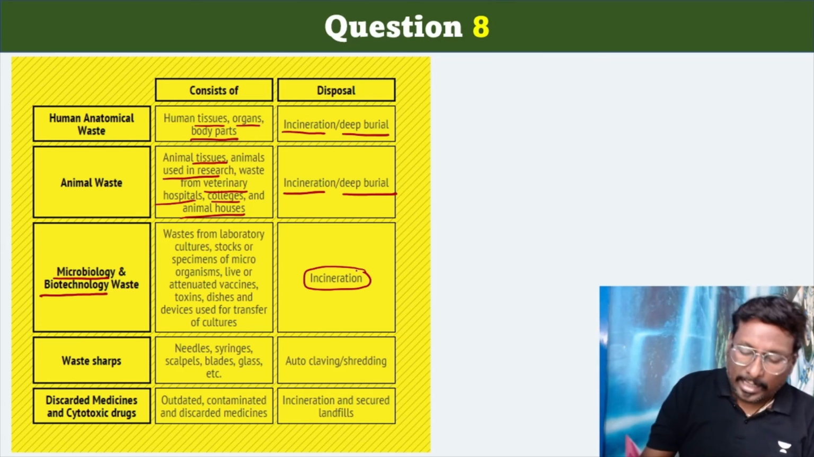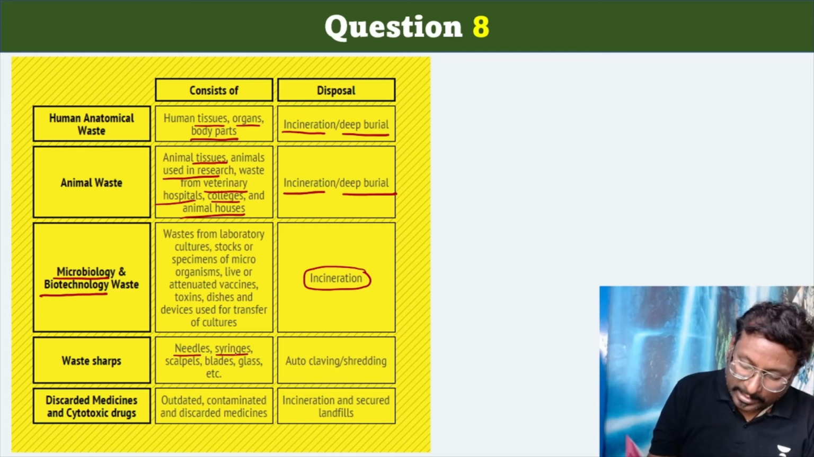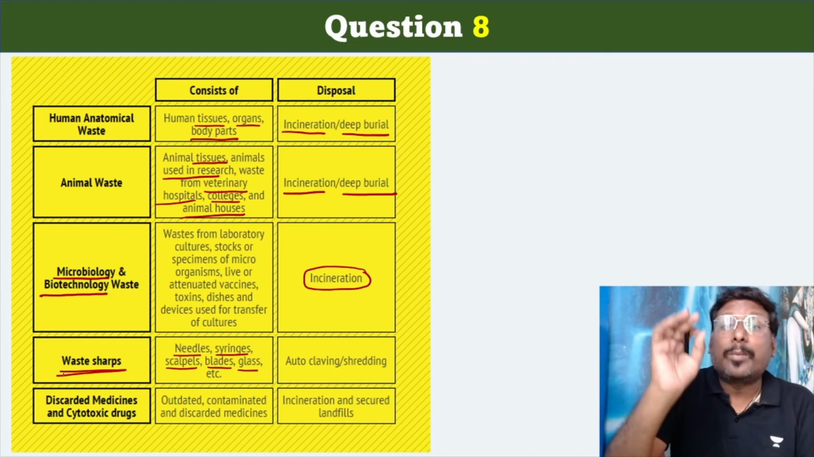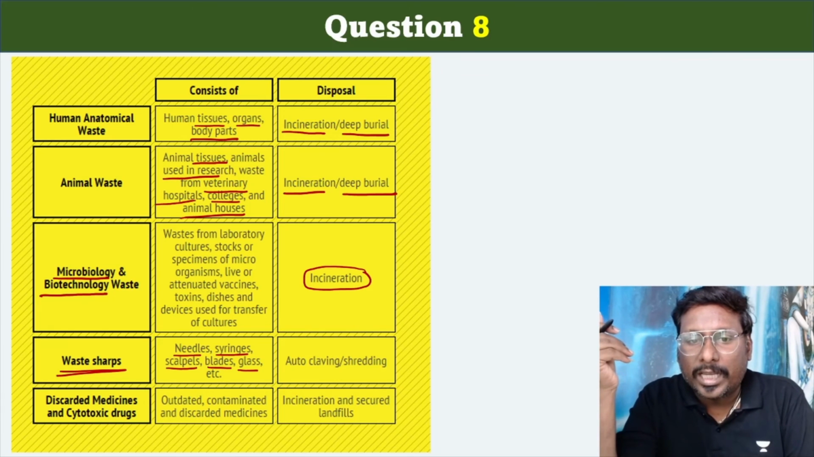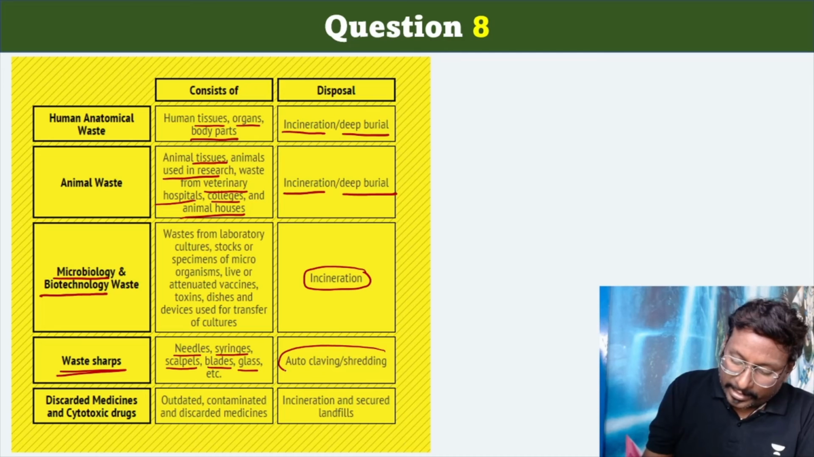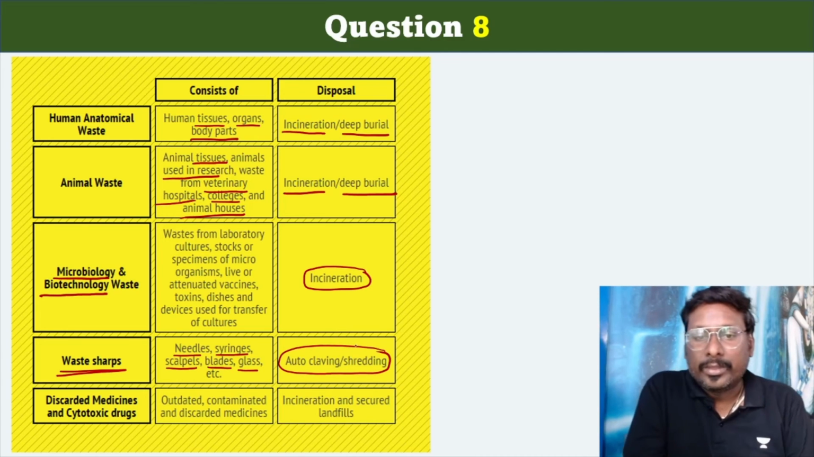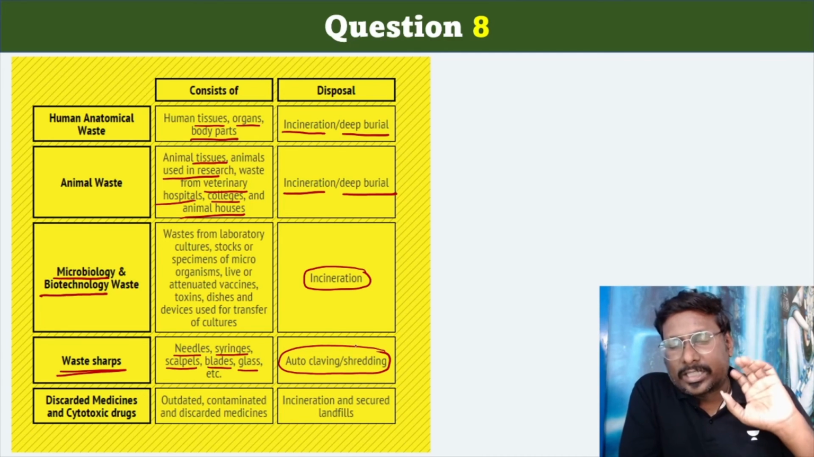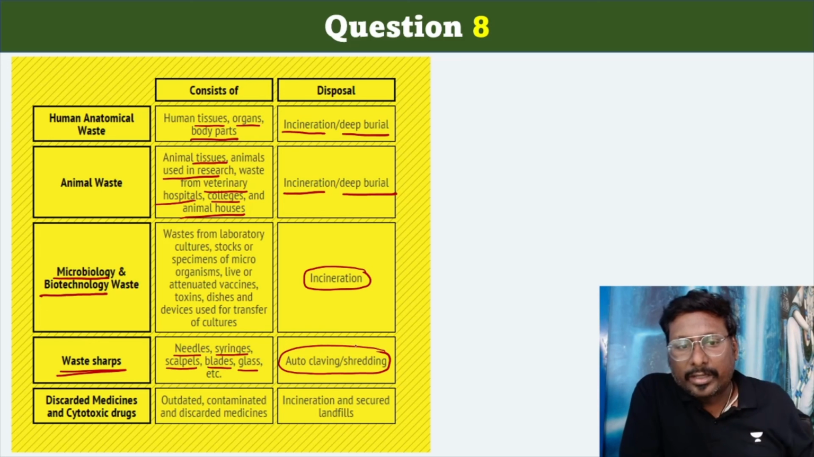Hospital waste: needles, syringes, scalpels, blades, glass, sharp waste. It is very sharp and can cut us. Sharp waste should be treated by autoclaving or shredding. That is not done by incineration, that should be done by autoclaving and shredding only.